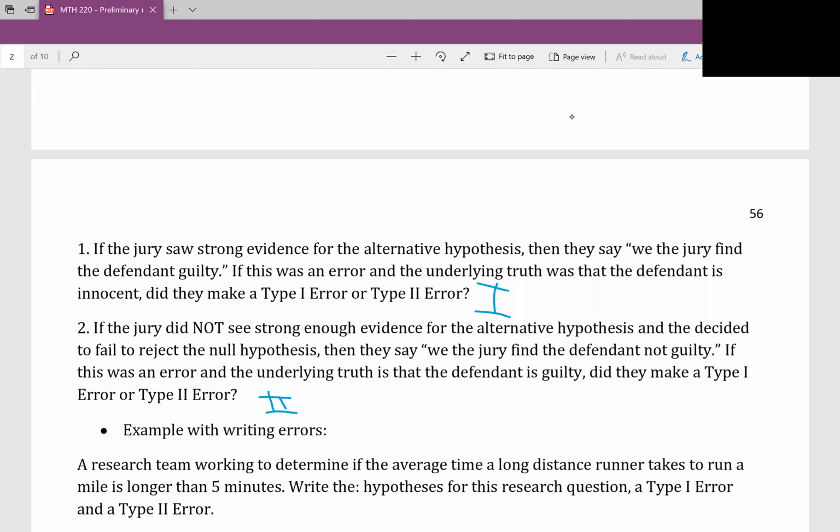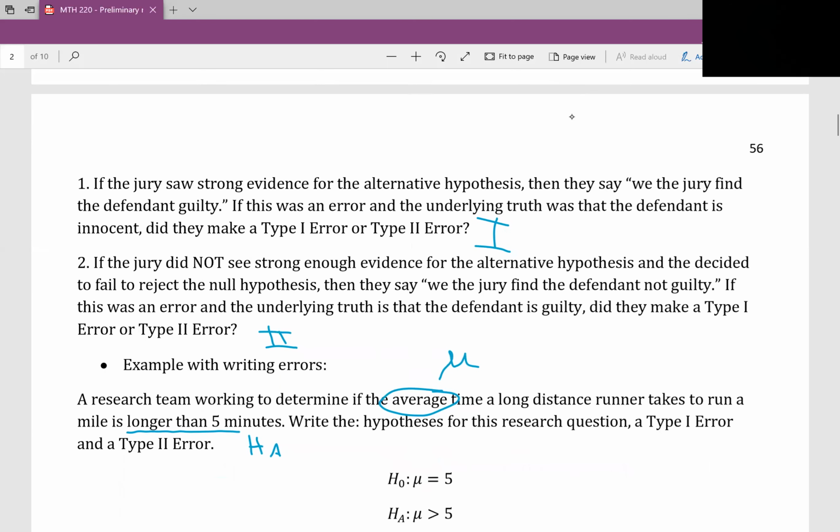All right, so this is a problem where our research team is talking about an average. So let's think back to the parameter that we're going to use here. When we're talking about averages, our parameter is mu. I am wondering if the average time a long distance runner takes to run a mile is longer than 5 minutes. That is going to help me form my HA. So HA is going to be mu is greater than 5, which makes our H0 mu equals 5. So we got our hypotheses. That's the first thing I asked for.